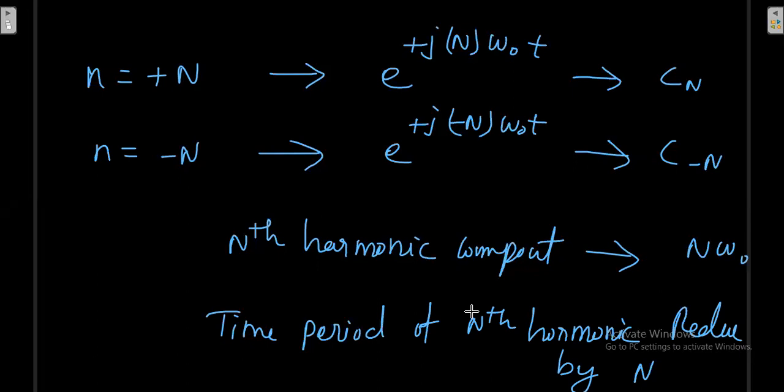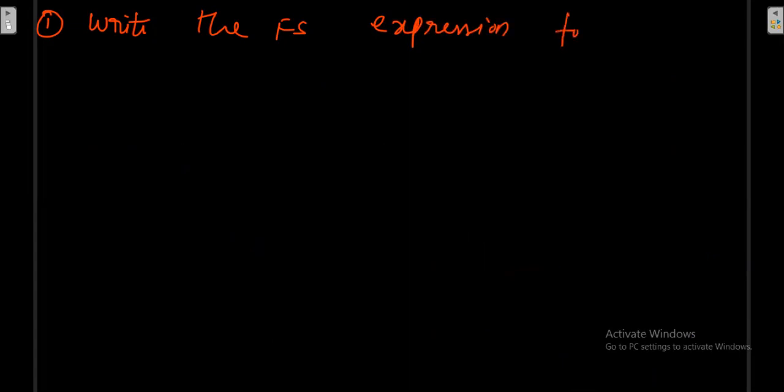Okay, so next we will take the triangular signal. For that, let's try to write the exponential Fourier series. Find the Fourier series. Write the Fourier series expression or coefficient expression for the waveform given.